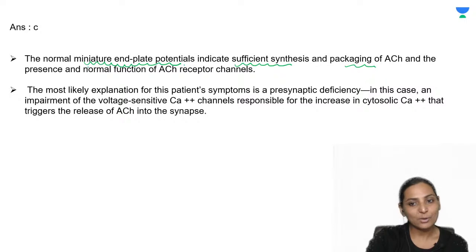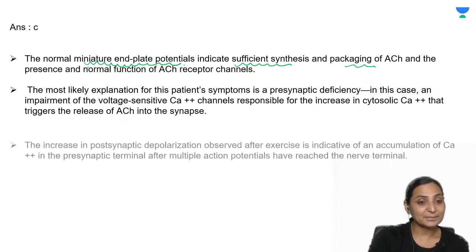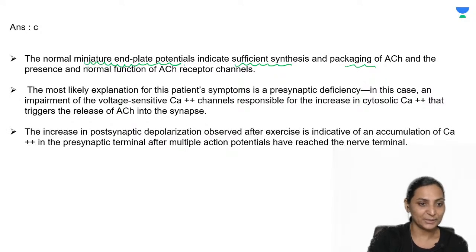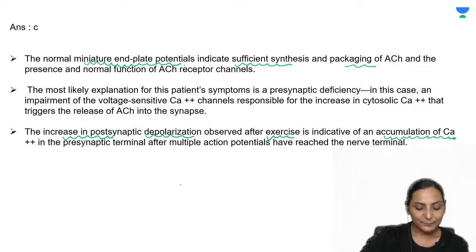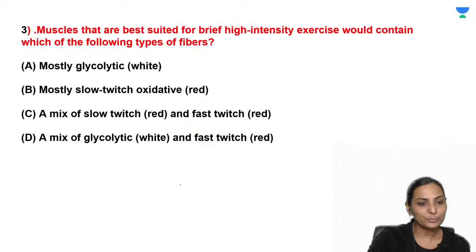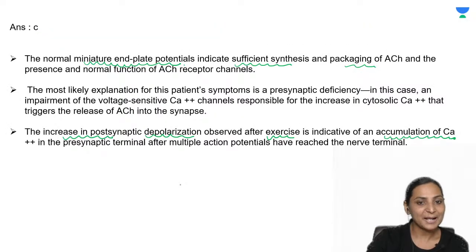So because there is lack of the voltage gated calcium channels, accumulation of calcium is decreased, and that is going to decrease the trigger of release of acetylcholine. Now, the question has given us a clue that increase in the postsynaptic depolarization is observed after exercise. This indicates that with repeated stimulation there is accumulation of calcium, and when there is accumulation of calcium, it is going to bring about release of sufficient amount of acetylcholine, and the acetylcholine then can bring about depolarization.